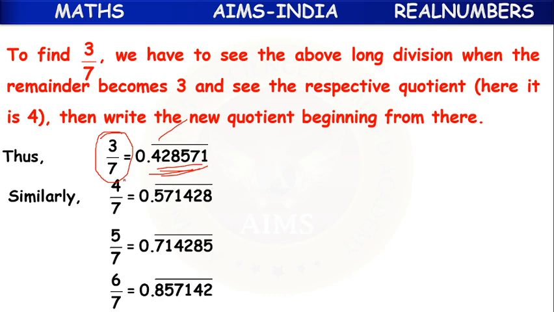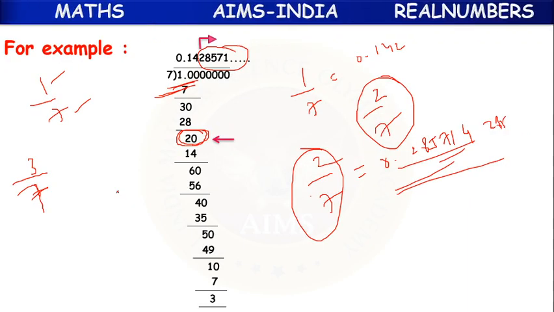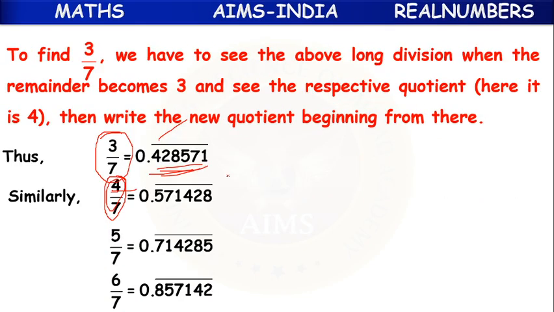Okay. Suppose 4 by 7 is there. So we have to see the place of 4 or 40. Where is 40? Here. Here we have 40, and 7 5 times 35. So we can start from 5. So 4 by 7 starts from 5.